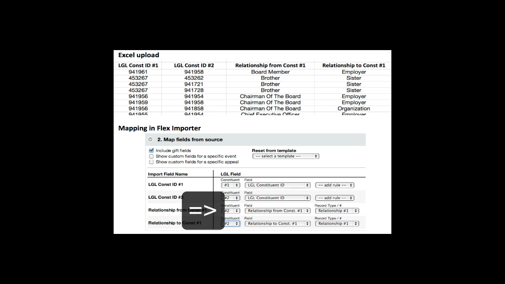What is that number two person's relationship from constituent one, and what is that number two person's relationship to constituent one? In my spreadsheet, I call one of my columns relationship from one to two, and the other one from two to one. And I just take a minute to make sure that these are matching up to what Little Green Light is thinking.